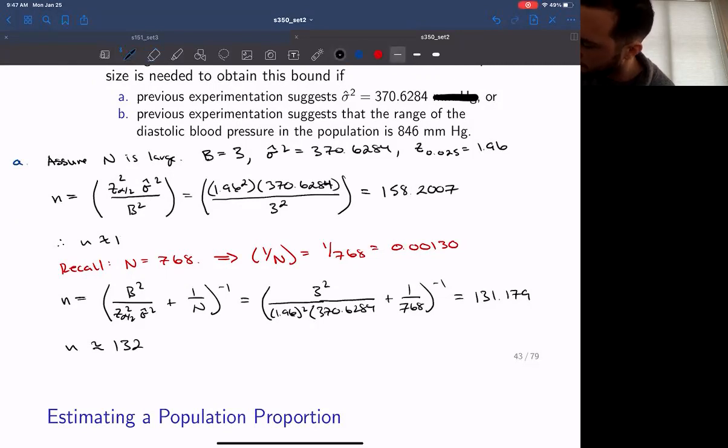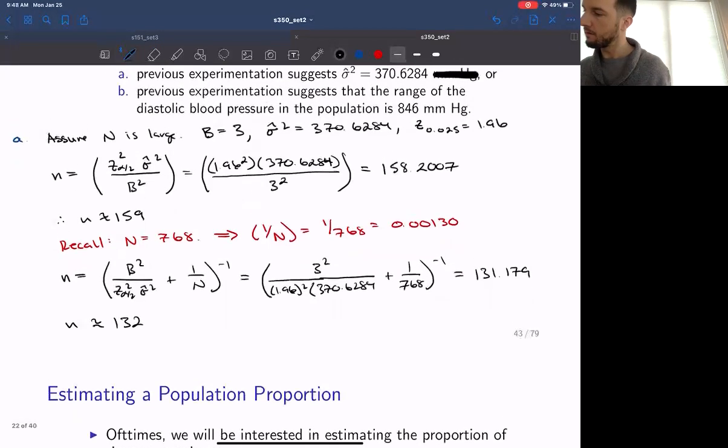And N is approximately 159. Okay. So yeah, the takeaway there is that 768 for the population size is certainly not too large to have an impact on the calculation, as we can see. So we would have to test to see how big that bound would have to start to get.